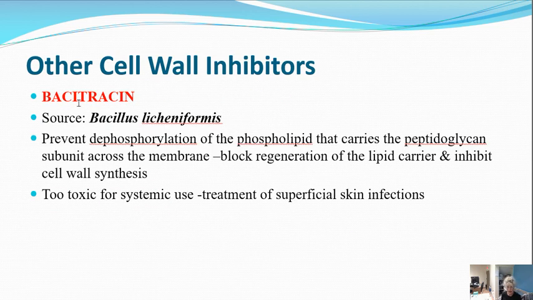Other cell wall inhibitors: bacitracin. Typically, this is given topically. It is too toxic for systemic use. It prevents the dephosphorylation of the phospholipid that carries the peptidoglycan subunit across the membrane. So it basically blocks regeneration of the lipid carrier and inhibits cell wall synthesis.